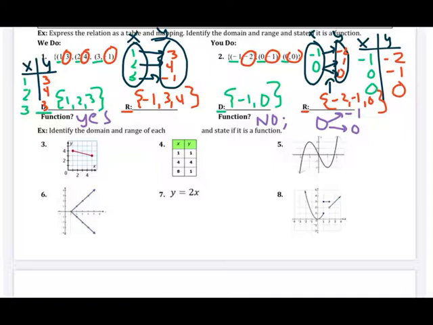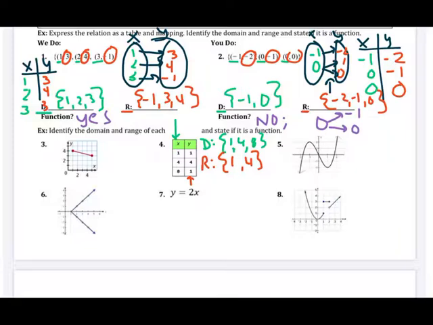So I actually want you to pause this video and go down to number 4. Number 4 looks most like what we just did. Identify the domain and range on number 4 and whether or not it's a function. So pause the video and do number 4. So the domain are all of those x's, 1, 4, 8. The range are all of the y's, 1 and 4. And again, I'm not going to repeat 1, even though 1 repeats.